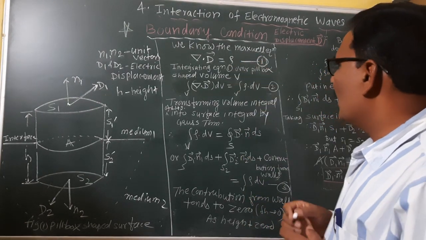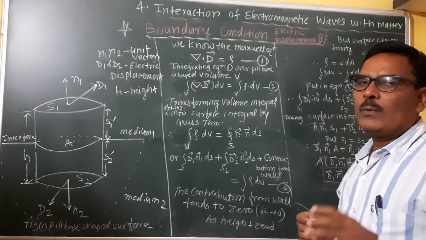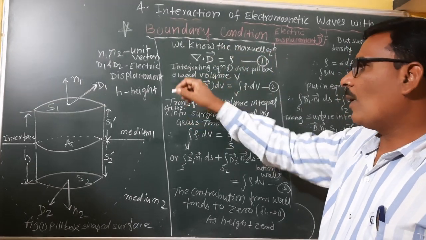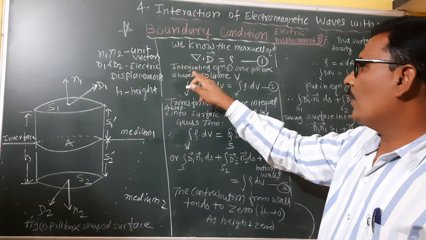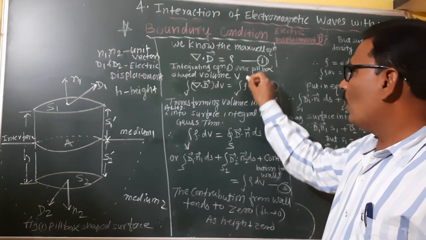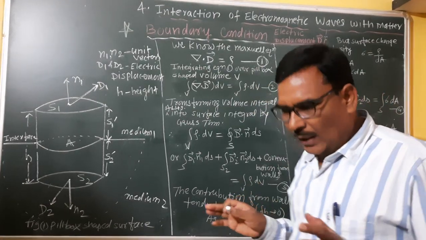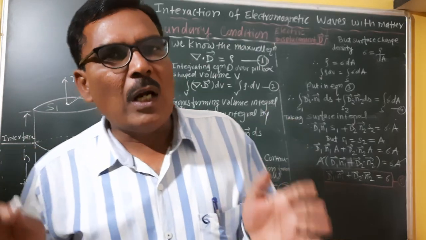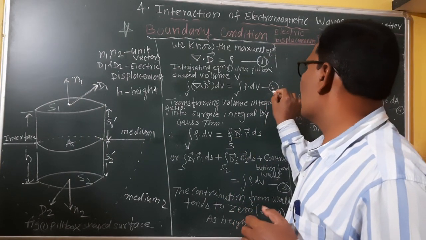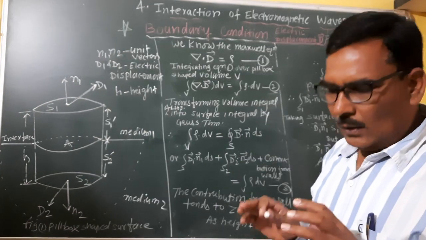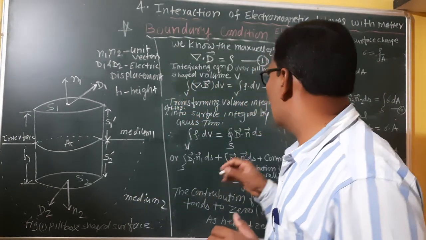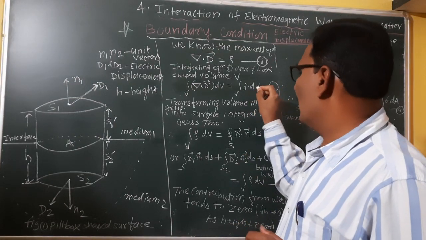Now integrating equation number 1 over the pillbox-shaped volume, considered as V. Here the volume integration of divergence of D bar into dV is equal to the volume integration of rho into dV. That means we integrate this equation over the volume of the pillbox. This equation is considered as equation number 2.